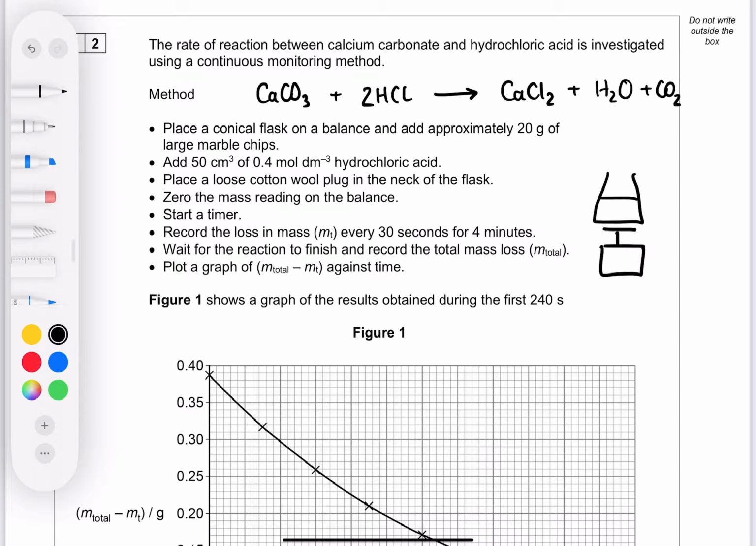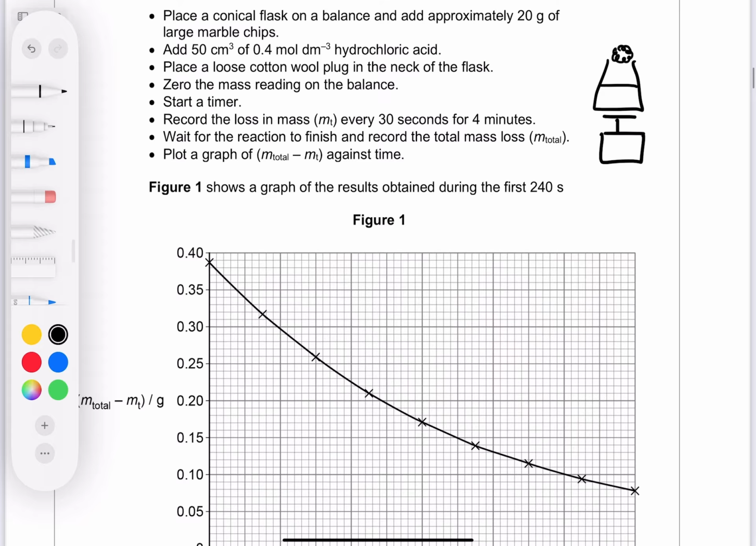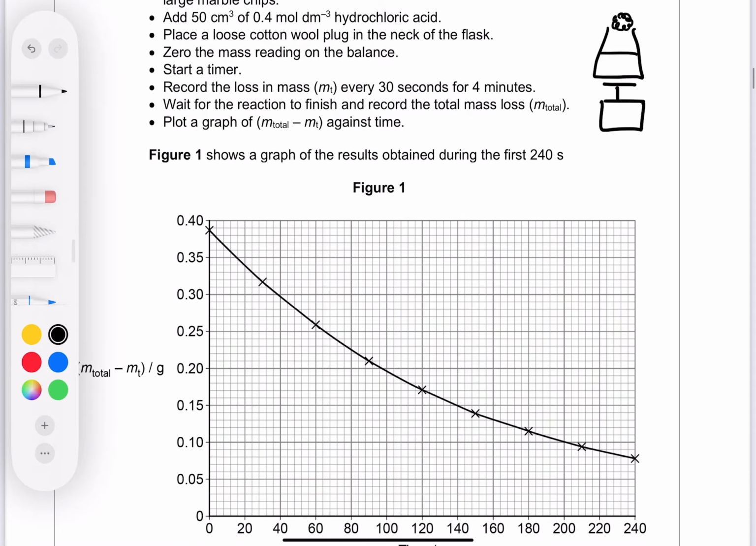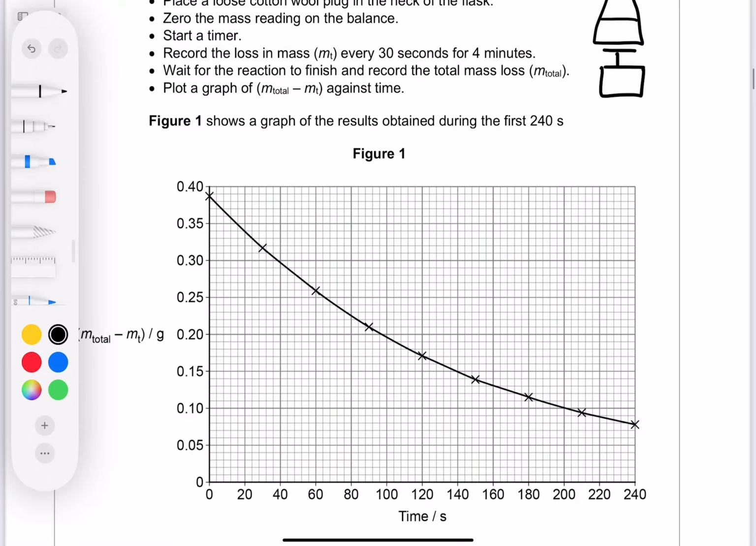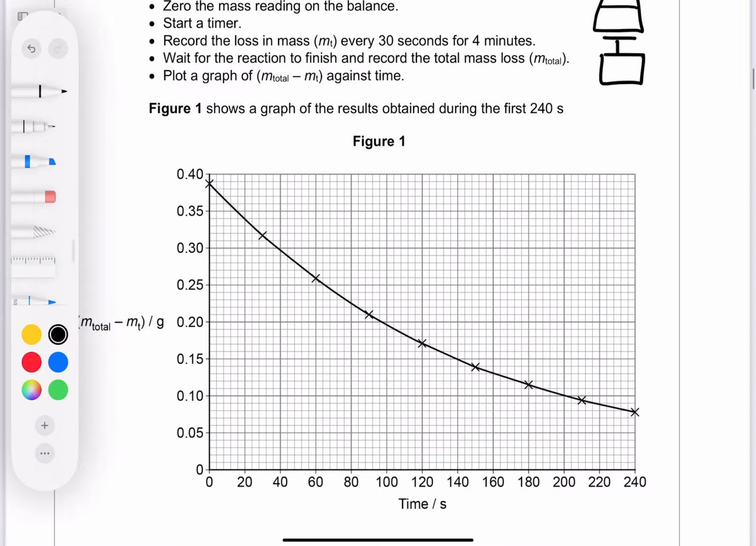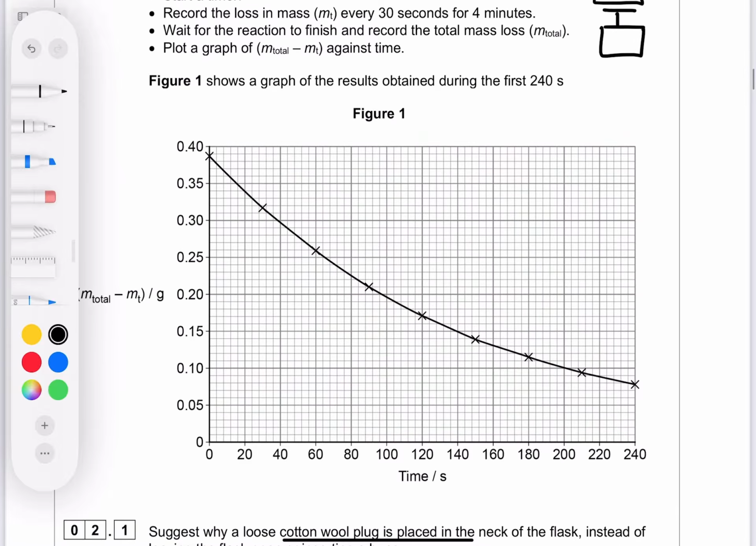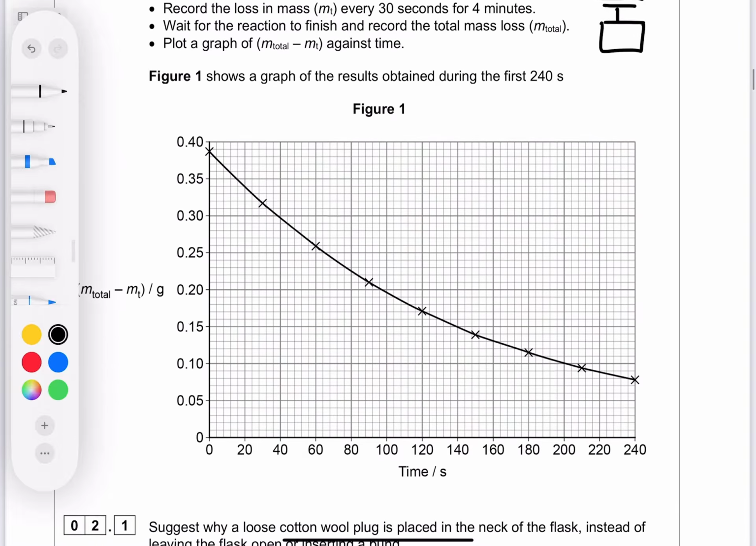Place a loose cotton wool bud in the neck of the flask, zero the mass reading on the balance and start the timer. Record the loss in mass, MT, every 30 seconds for 4 minutes and wait for the reaction to finish and record the total mass loss. Plot a graph of M total minus MT against time.